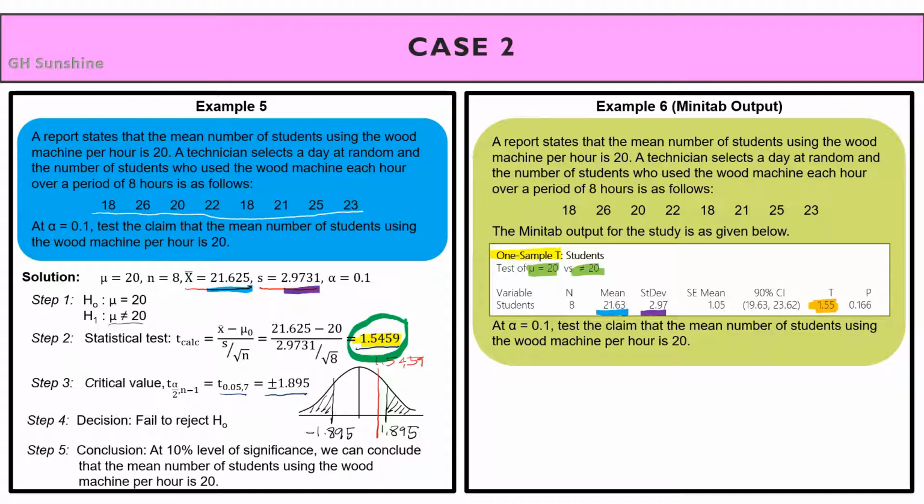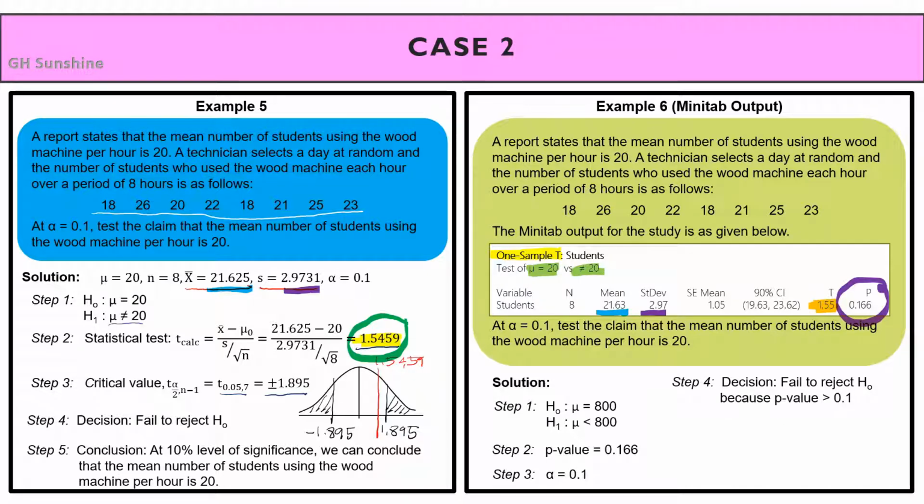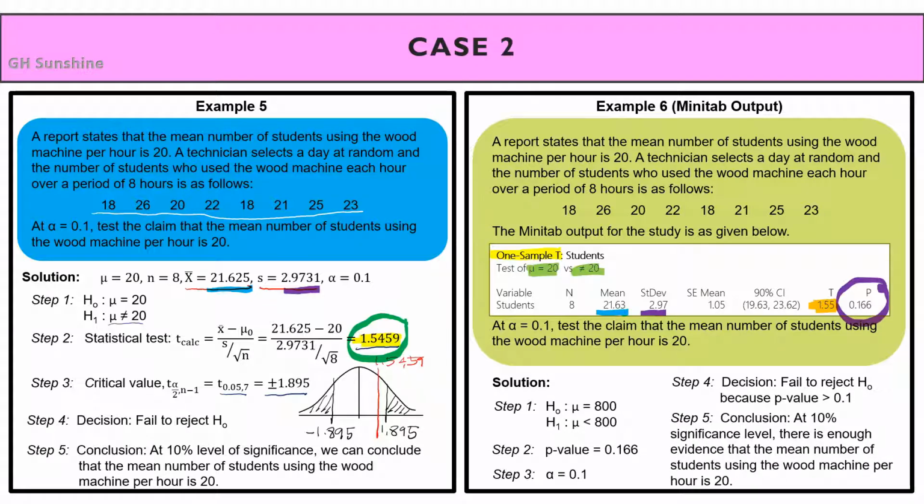And then the most important value that we will look at from the Minitab output is the p-value. So the p-value here equal to 0.166. Is it less than alpha? Alpha equal to 0.1. No, the p-value is not less than alpha. So what is the decision? Fail to reject H0 because the p-value is not less than 0.1, or the p-value is more than 0.1. So therefore, same conclusion as example 5.